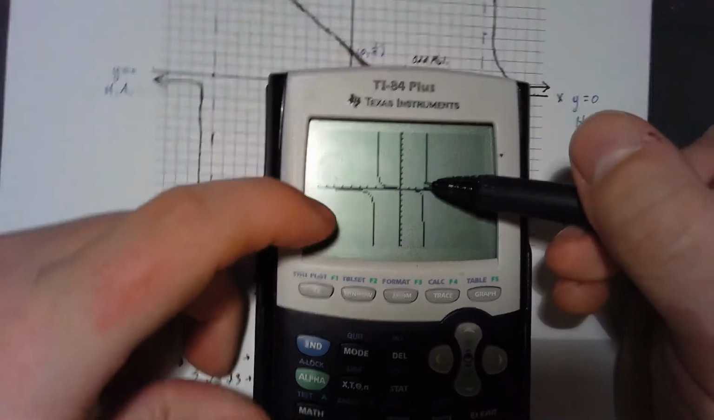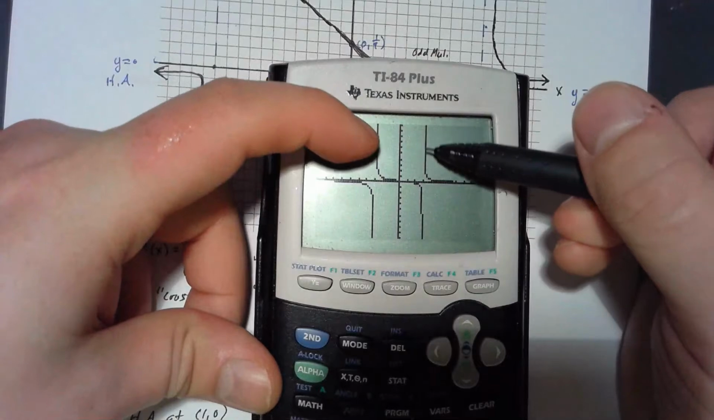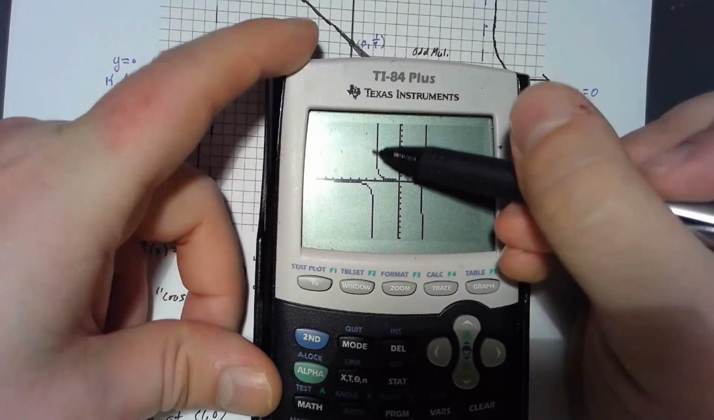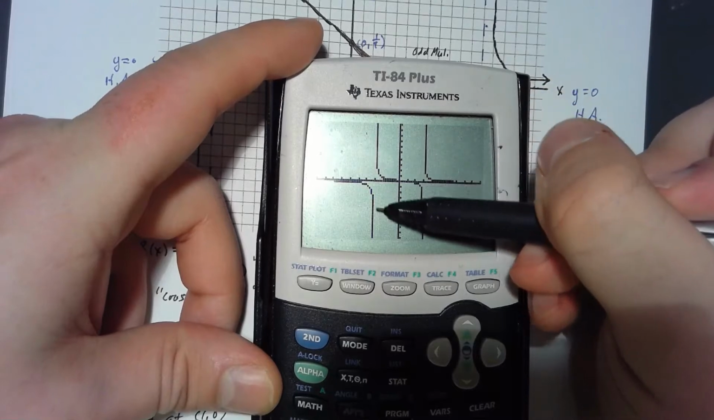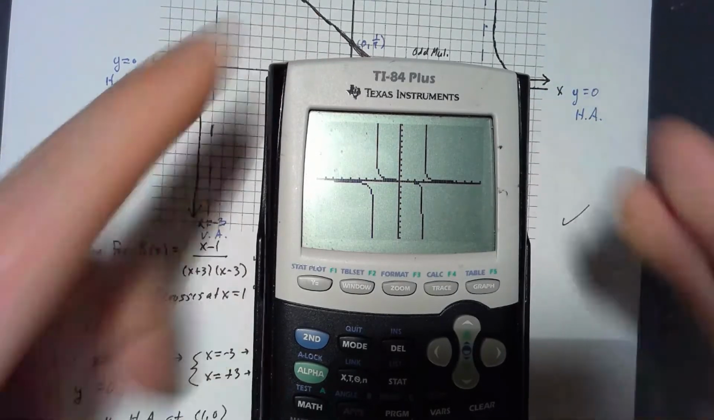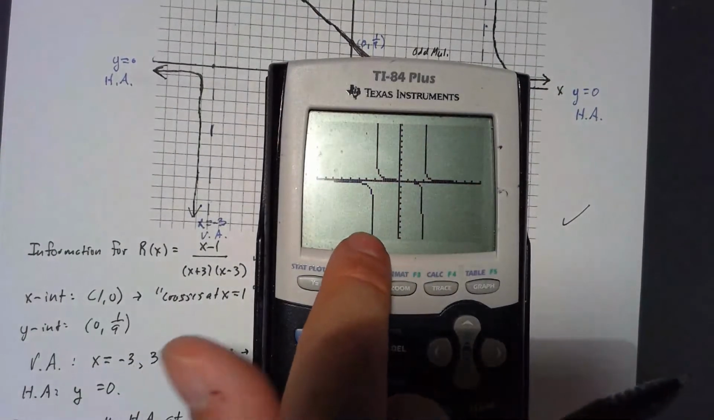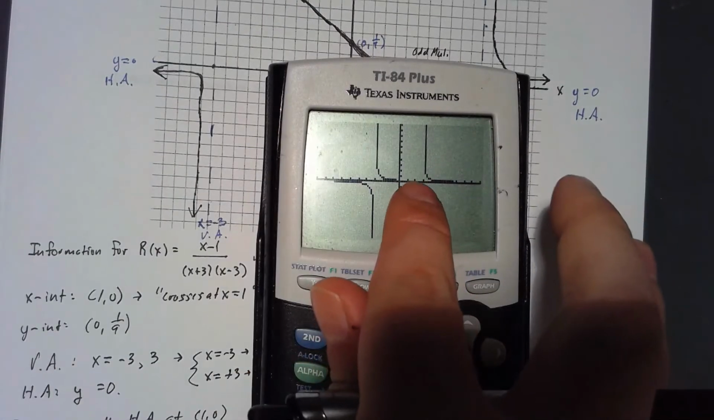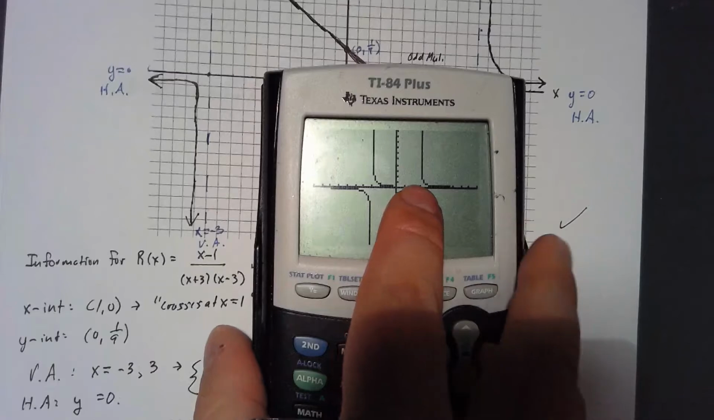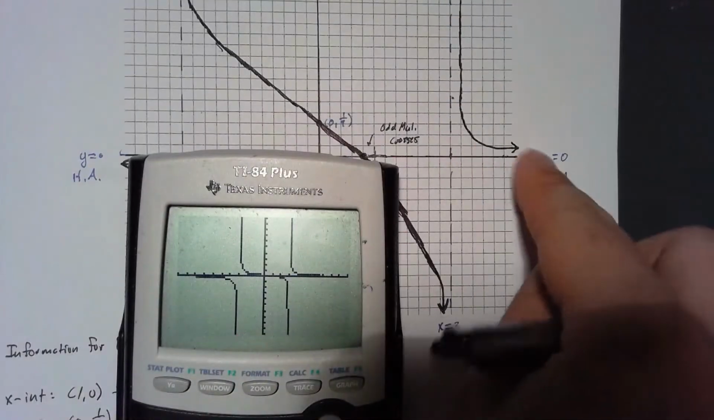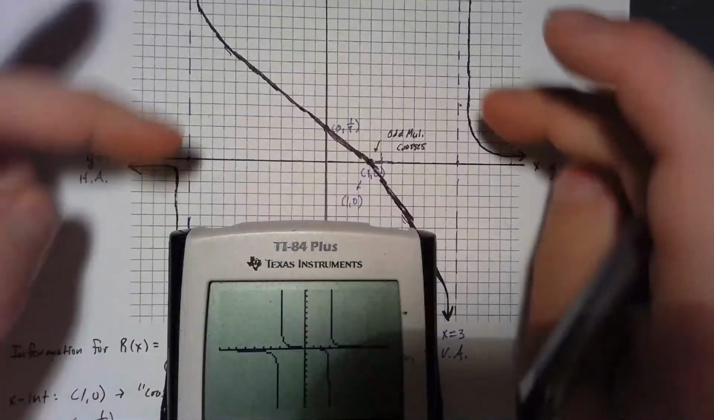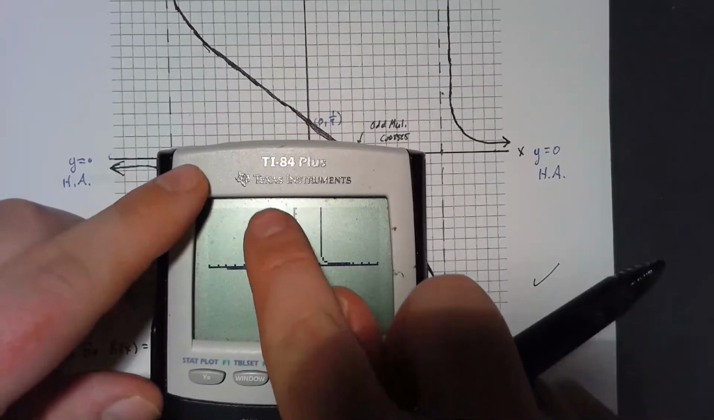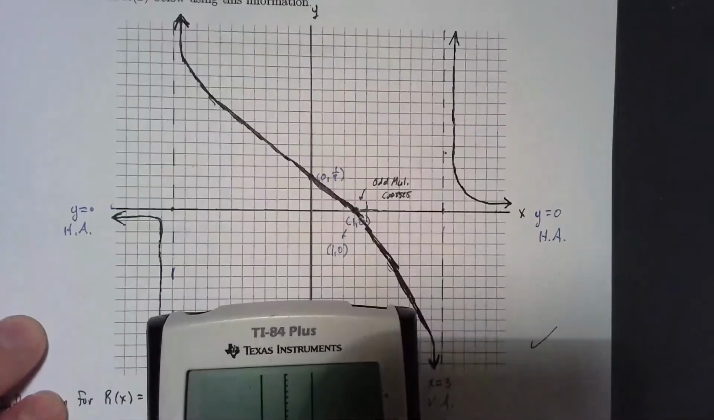Notice, you're not going to see the vertical asymptotes in your graph. Those vertical lines, -3 and +3, are not going to show up here. But here's the behavior to the left. The behavior to the right of x equals 3 is right here. And in between -3 and +3, here's the behavior there. It goes down and goes through it, like this.